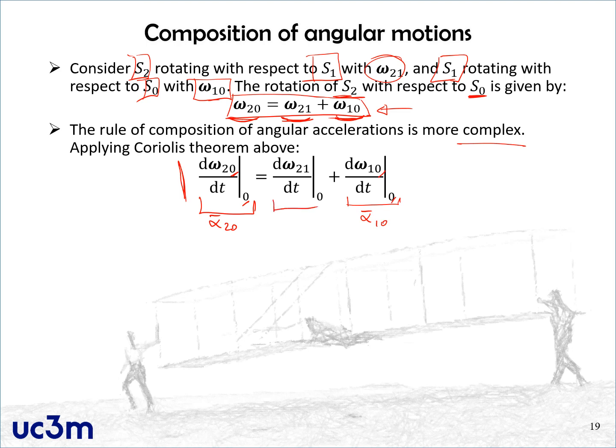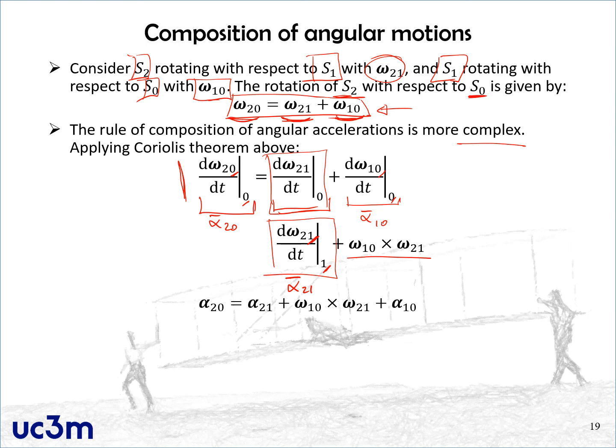But the term in the middle is a little bit more complex. If we apply the Coriolis theorem to this derivative, so we can relate it with the derivative in 1 by adding this extra term, then we see that now we have 1, 1, so this is alpha 2,1. So finally, the rule for the composition of angular accelerations is a little bit more complex. You see the sum of the two alphas, but you see this extra term, which is due to the combined product of the rotations.